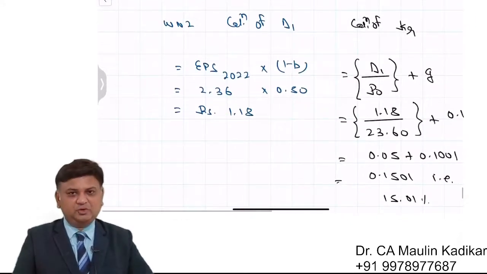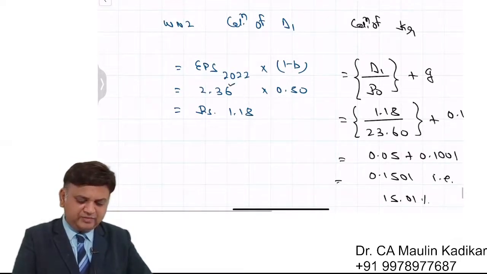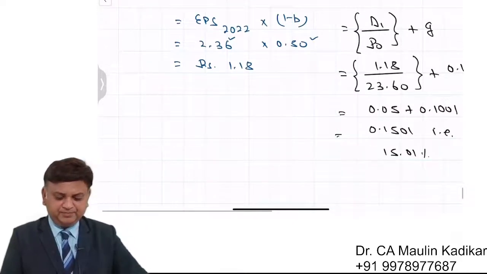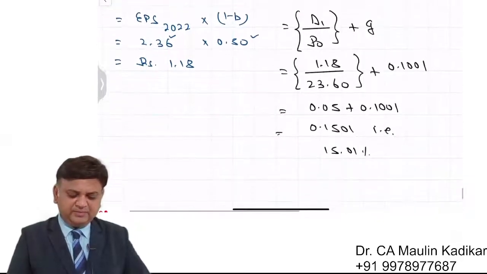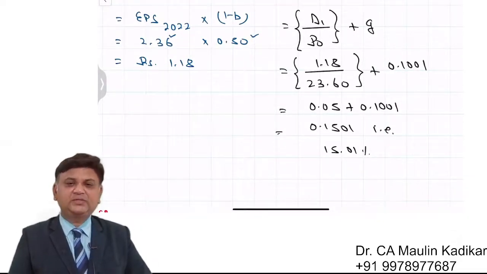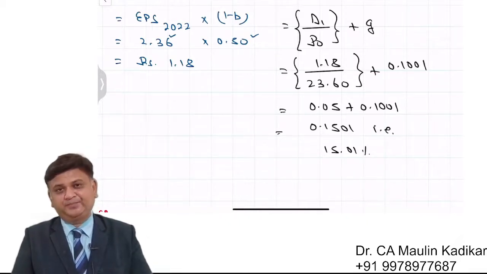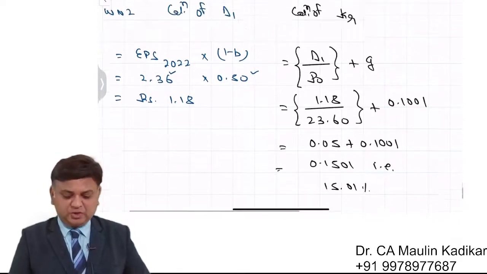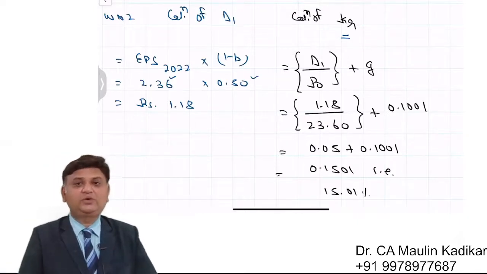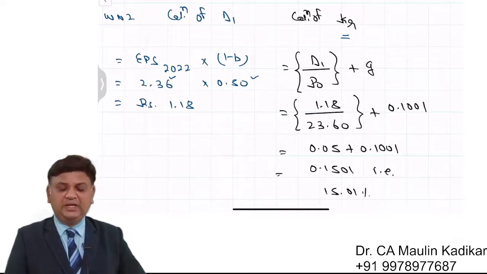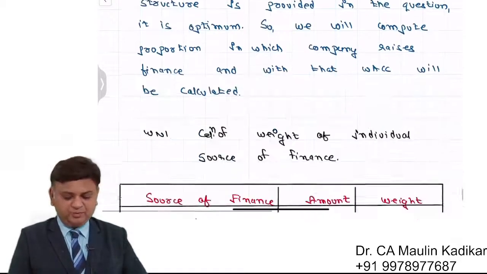So we have computed the growth rate. Then earning per share of the next year is 2.36 rupee. Of that 50% is the dividend. Then calculation of the cost of retained earning using the simple formula D1 upon P0 plus growth rate. At this point of time, you have not been given the flotation cost information deliberately. Why? Because you're required to compute the cost of retained earning. Language of the question clearly specifies that you're required to compute the cost as if we are not going for any new issue.